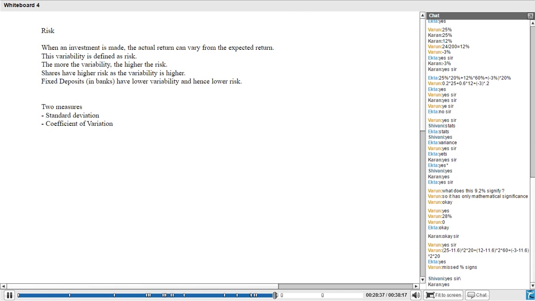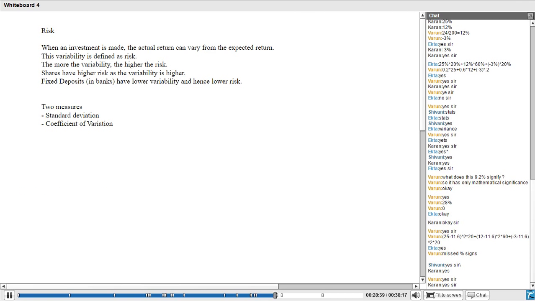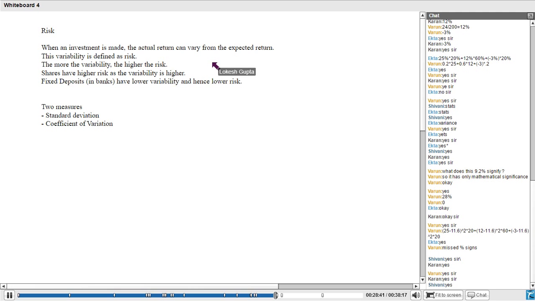When we talked about it, the more the variability, the higher the risk. So standard deviation, again the same thing. If standard deviation is higher, it means risk is higher.